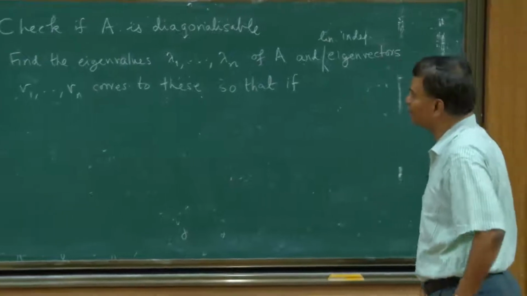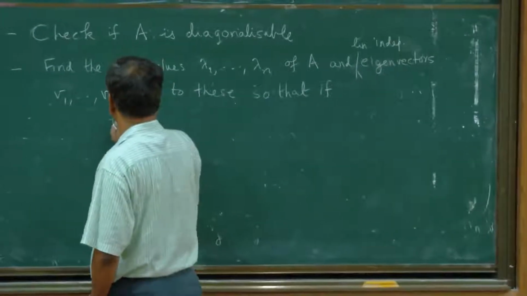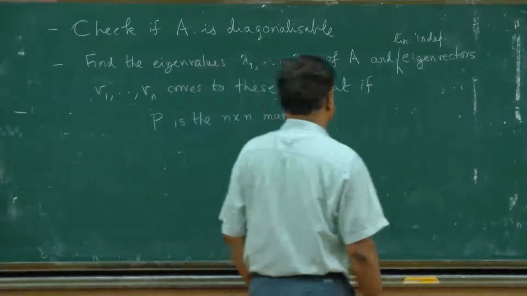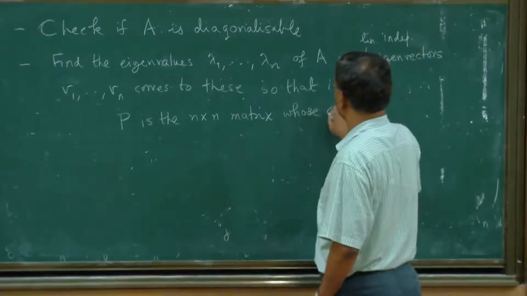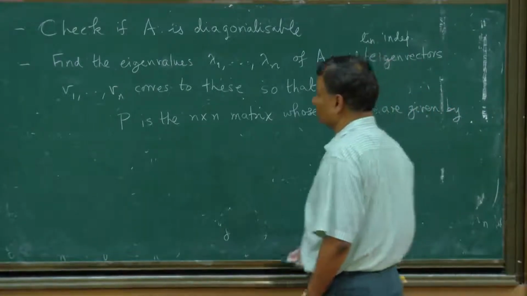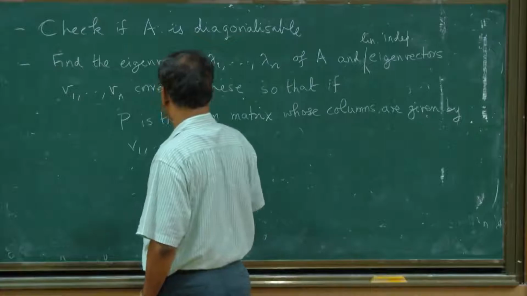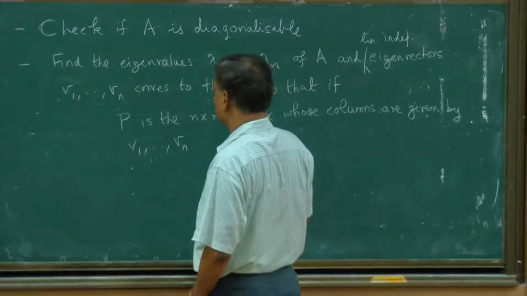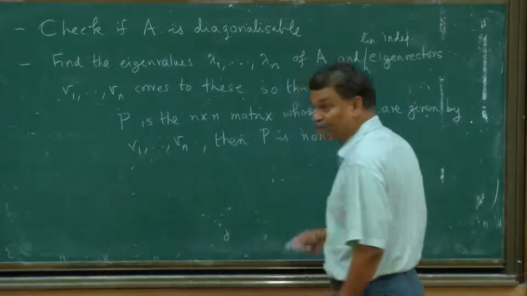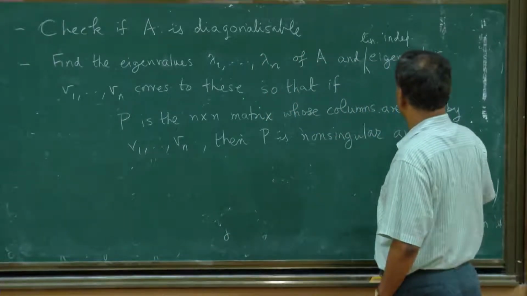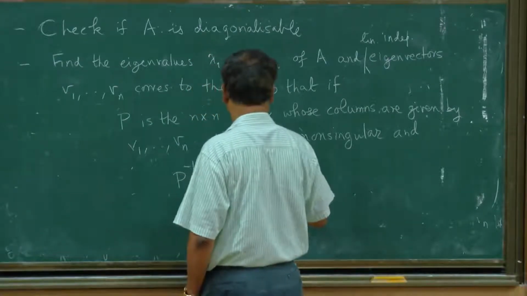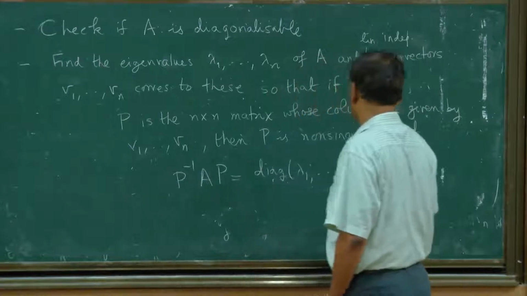So by the way, if you are able to do that, then it's an easily verifiable fact that if P is the n cross n matrix whose columns are given by these linearly independent eigenvectors, okay, then P is non-singular because these columns are linearly independent, and P inverse AP is diagonal, the diagonal matrix with lambda 1 to lambda n, okay.